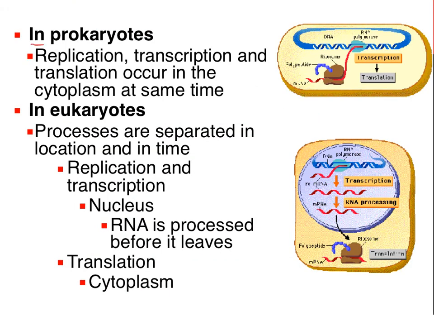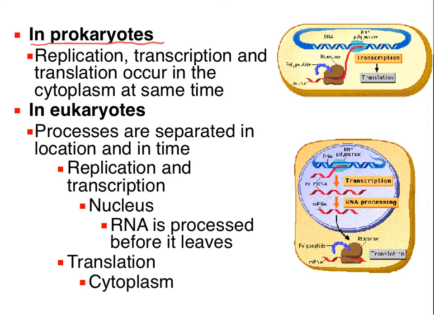In prokaryotes, replication, transcription, and translation all occur in the cytoplasm at roughly the same time. Now, a prokaryote cell is much less complex than a eukaryotic cell, so these processes can happen quicker, as the life cycle of a prokaryote is much quicker than a eukaryote.